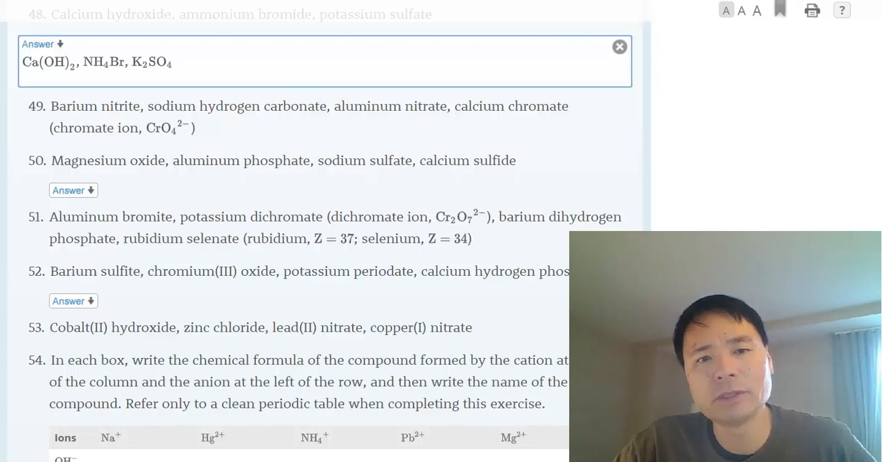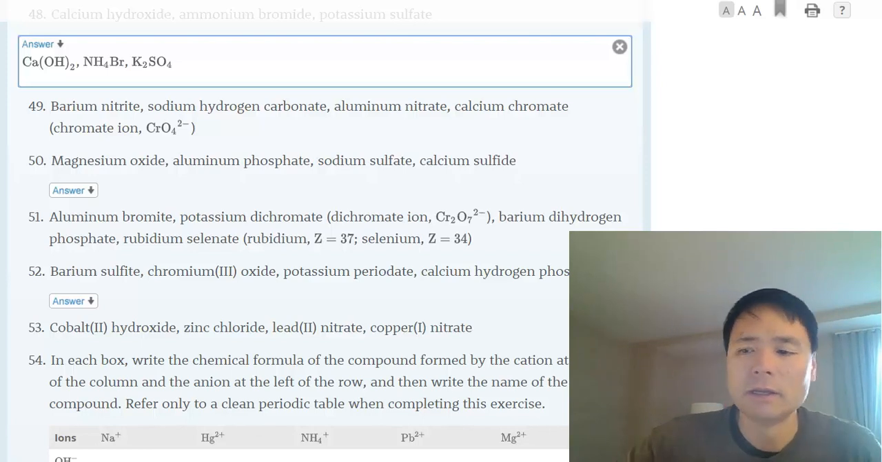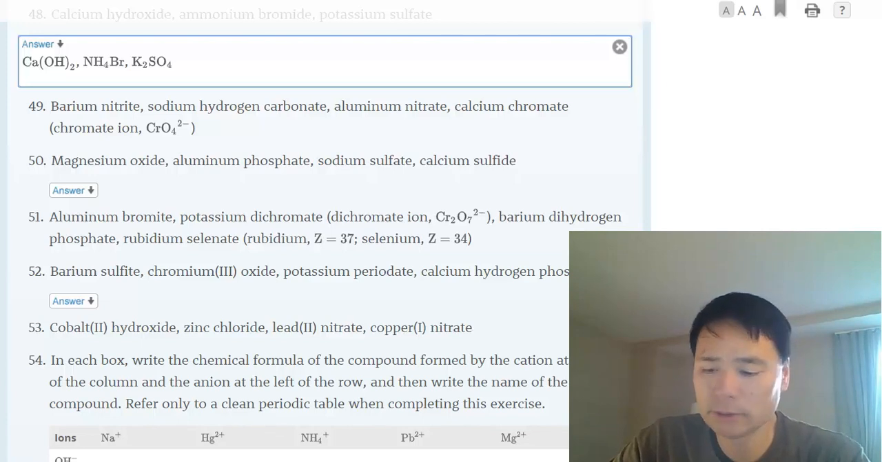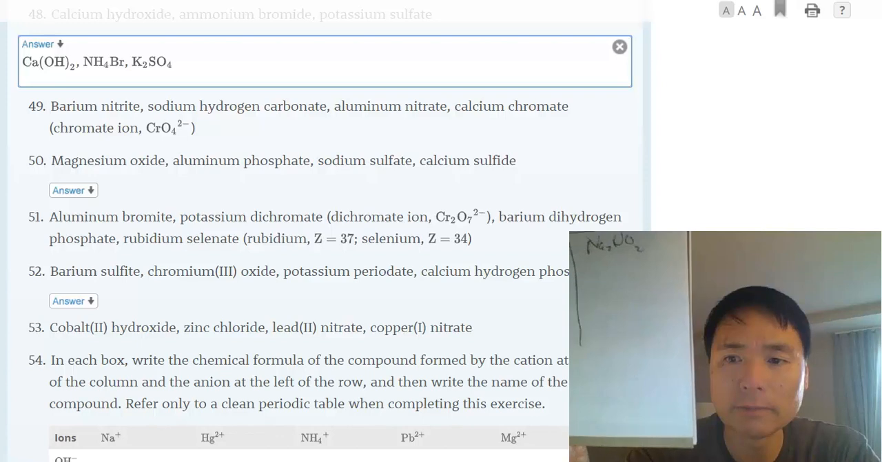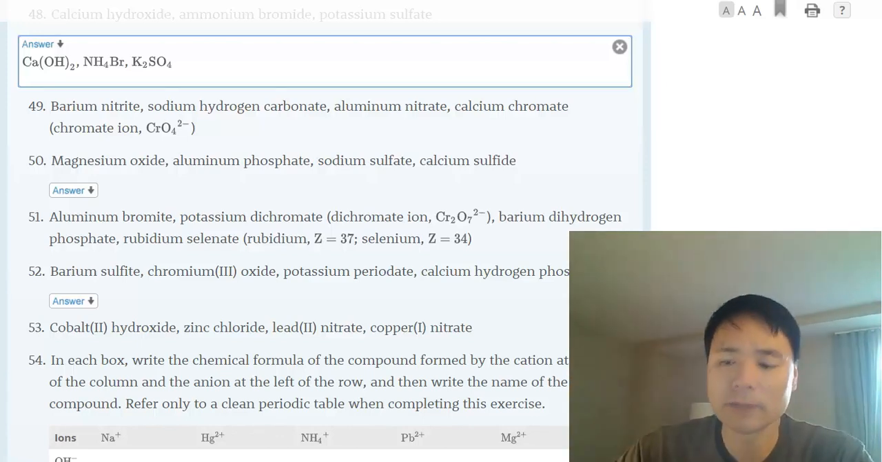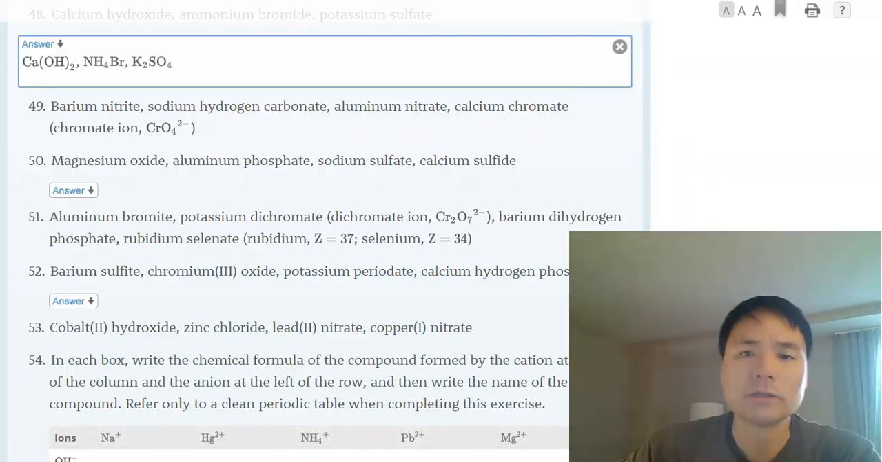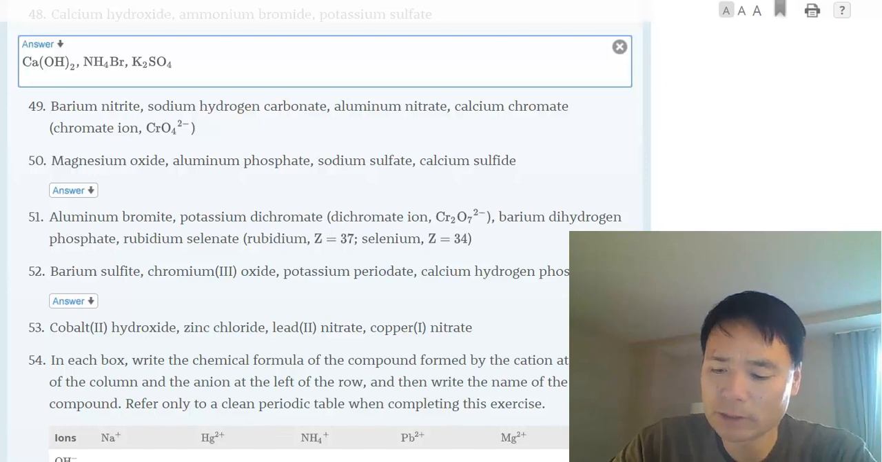Okay, and then we have sodium hydrogen carbonate. Here's sodium nitrite, sodium hydrogen carbonate. Hydrogen carbonate is HCO3 with a -1, so sodium hydrogen carbonate would be just NaHCO3, like this. Okay, sodium sulfate. Sulfate is SO4 2-, so sodium sulfate is going to be Na2SO4, like that, Na2SO4.